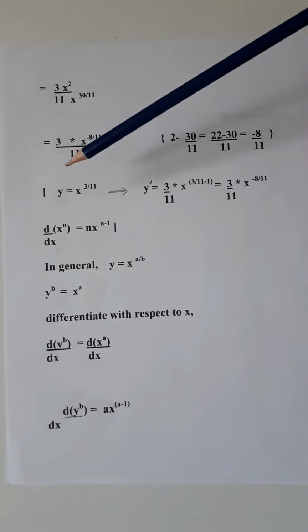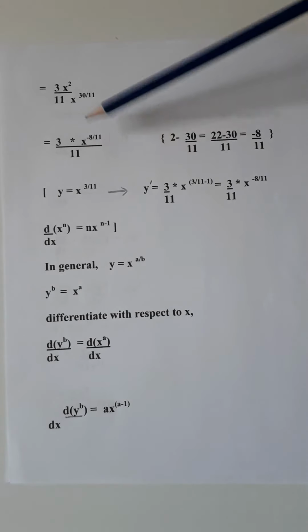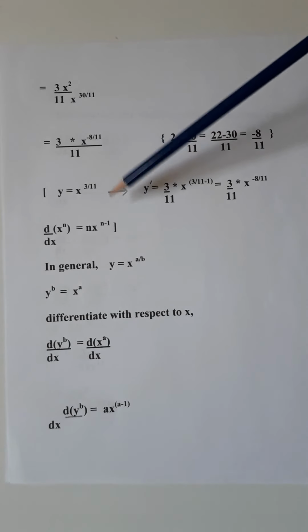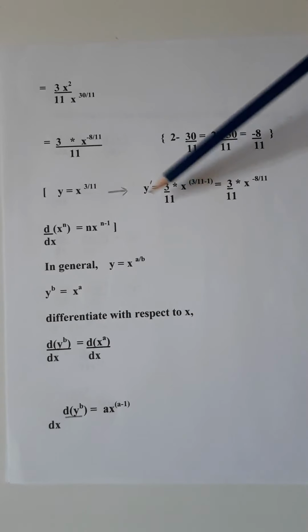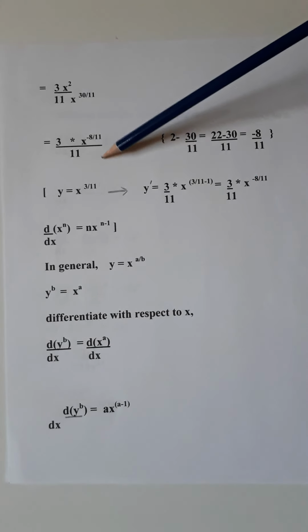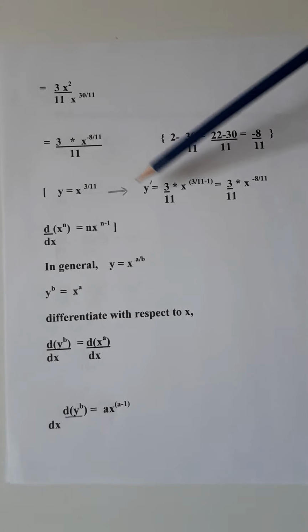So you can see clearly now that when it is a rational number, it is going to follow the exact power rule. See, 3 over 11, and 3 over 11 minus 1 is minus 8 over 11. So we showed that it is going to work for a rational number too.